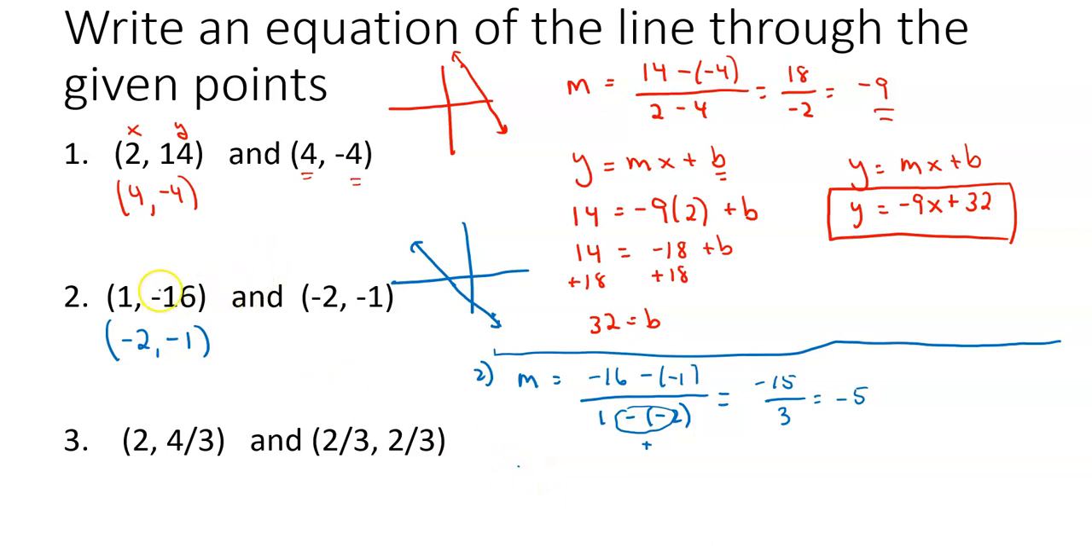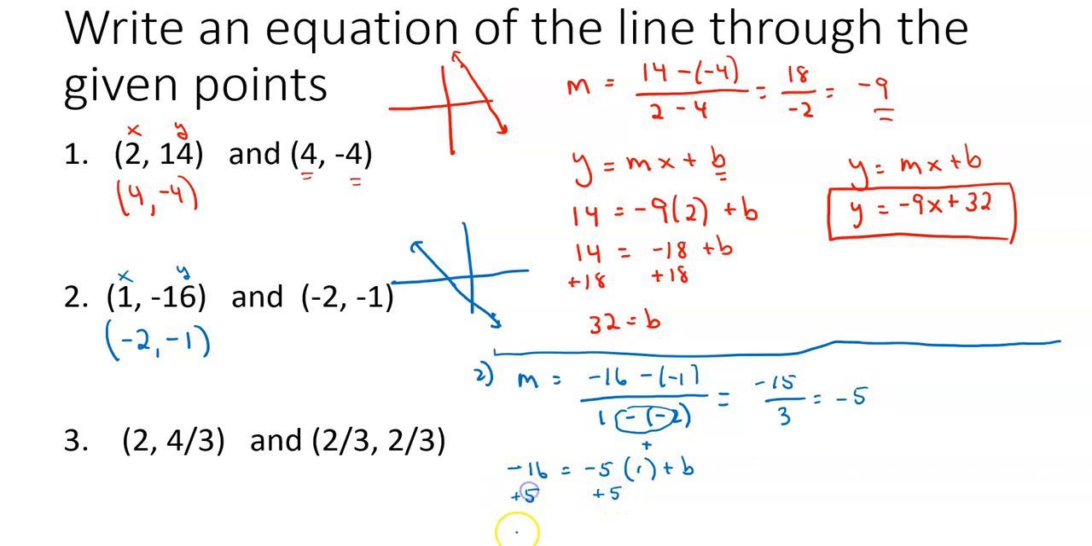So I'm running low on space, so I'm just going to call this x and call this y. Right. Negative 16 equals negative 5 times 1 plus b. So I take y equals mx plus b, y is negative 16. The slope I just found is negative 5. The x value is 1. So add 5 to both sides.